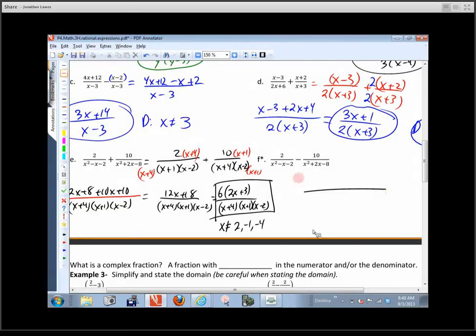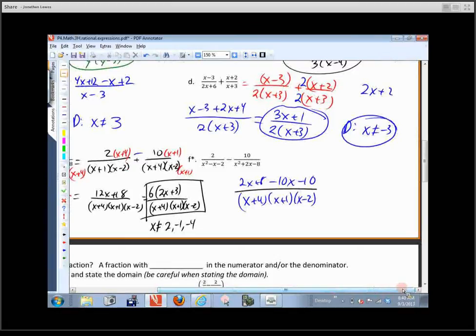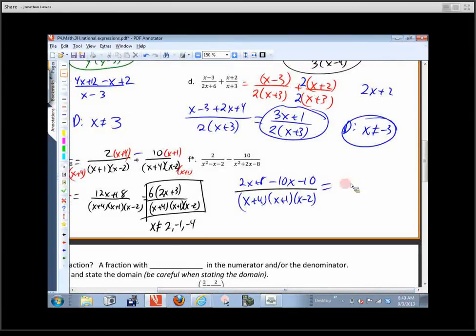So here's what we're going to get. I'll change colors here, I'm going to do this in blue. This is going to be a minus. So the denominator is going to be the same. We're going to have an x plus 4 and an x plus 1 and an x minus 2. But up here we're going to have a 2x plus 8, and then we're going to have a minus 10x, and we're going to have a minus 10. Correct? The numerator then is going to be a minus 2x minus a 2. Is that right? And the denominator is still the x plus 4, x plus 1, and x minus 2.